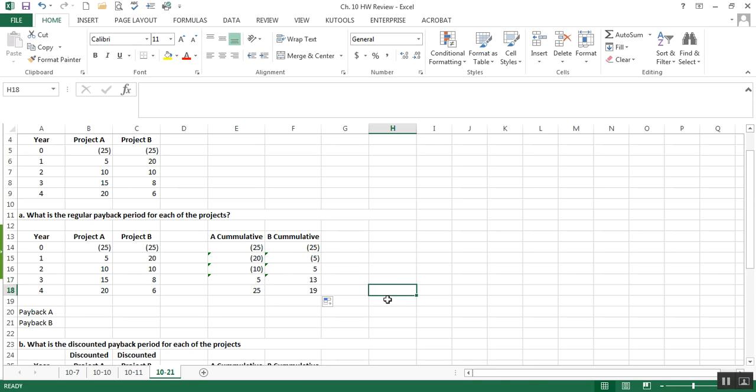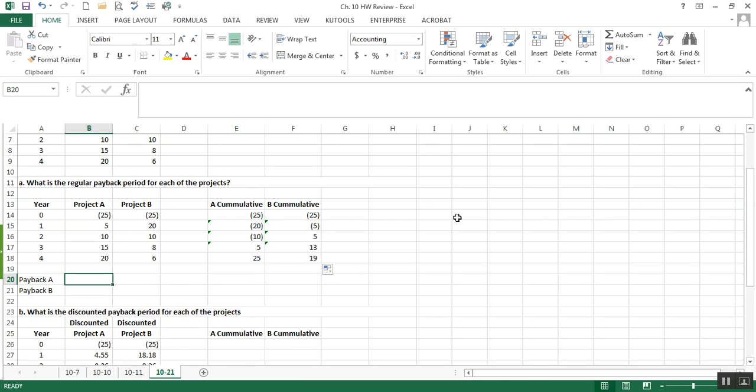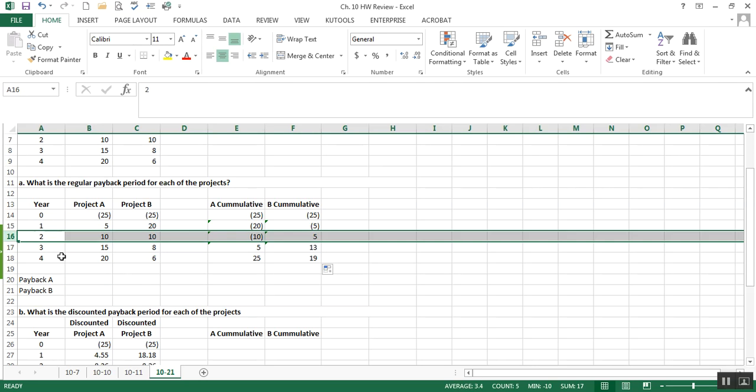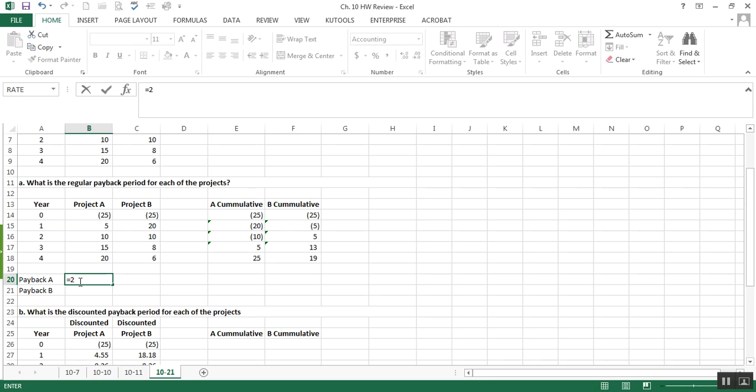So now that we've calculated the cumulative cash flows, what's the next step? In order to calculate the payback period, we would look at the year that it's last negative. So for Project A, it's going to be year 2. So I'm going to take year 2 plus the negative 10 divided by the year 3 cash flow that I need. So that's going to give us what portion of year 3 we complete our payback period.